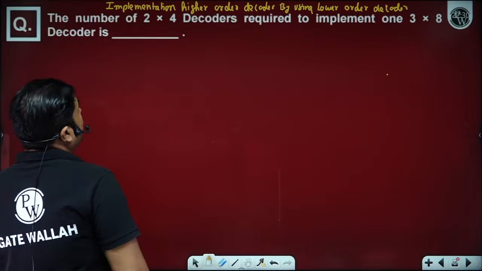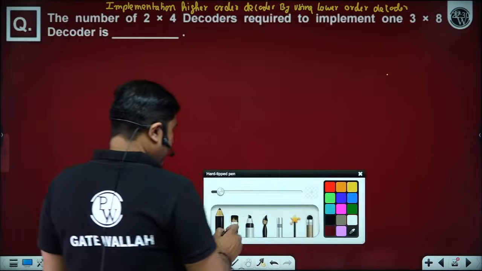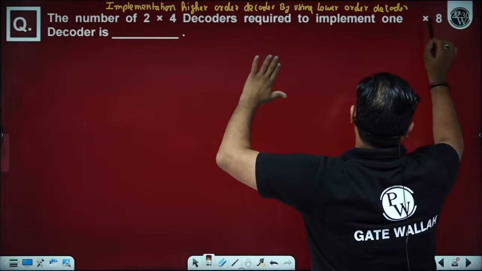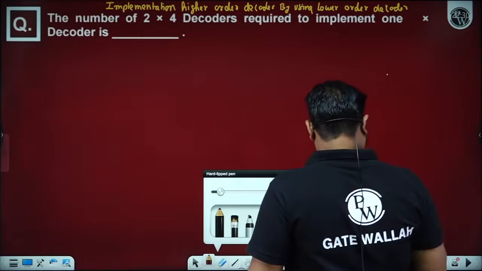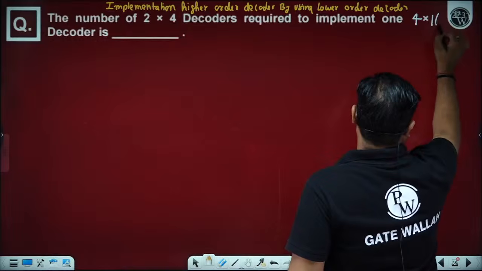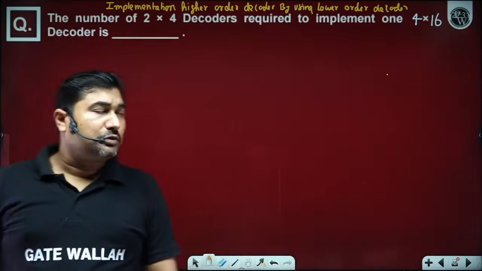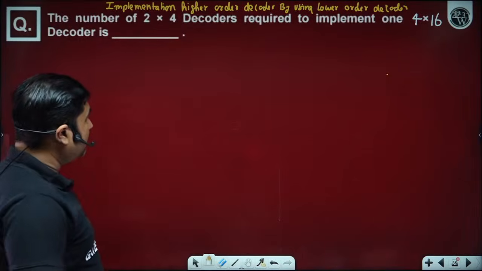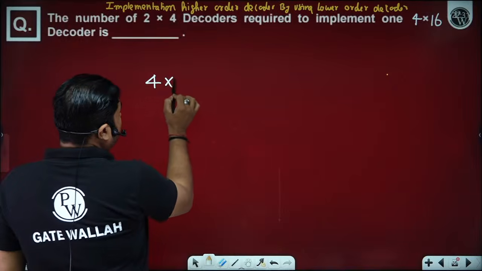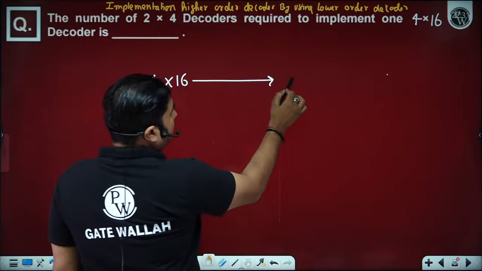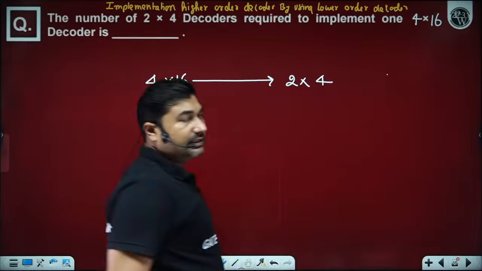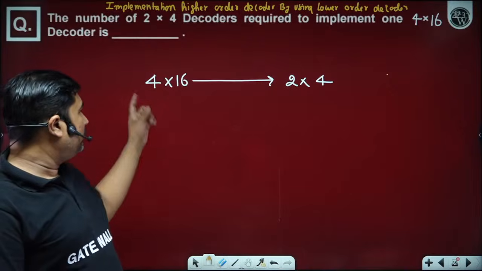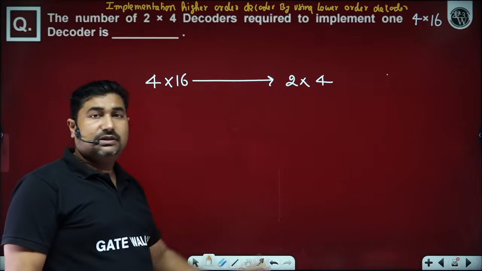First of all, let us talk about how we want to implement a 4x16 decoder by using 2x4 decoder. If we want to implement a 4x16 decoder by using 2x4 decoder, then how many 2x4 decoders are needed? I am keeping all the things the same as we have studied in multiplexer and demultiplexer.